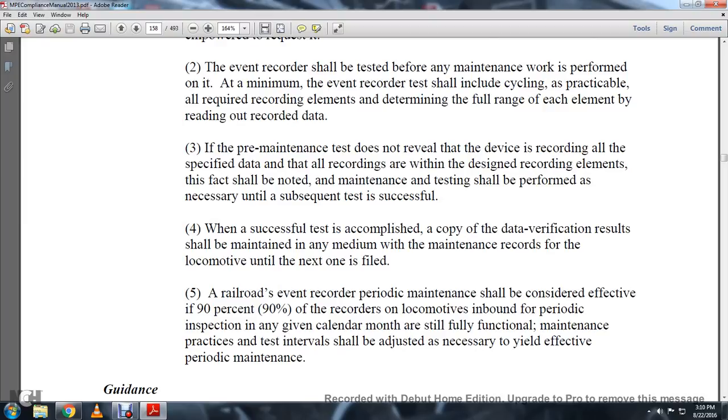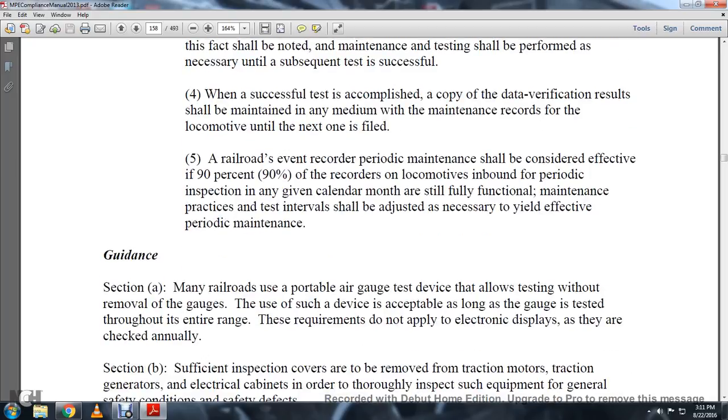3. If the pre-maintenance test does not reveal that the device records all the specified data, and that all recordings are within the designed recording elements, these facts shall be noted and maintenance testing shall be performed as necessary until a subsequent test is successful. 4. After a successful test is accomplished, a copy of the data verification results shall be maintained in any medium with the maintenance records for the locomotive until the next periodic inspection is completed.